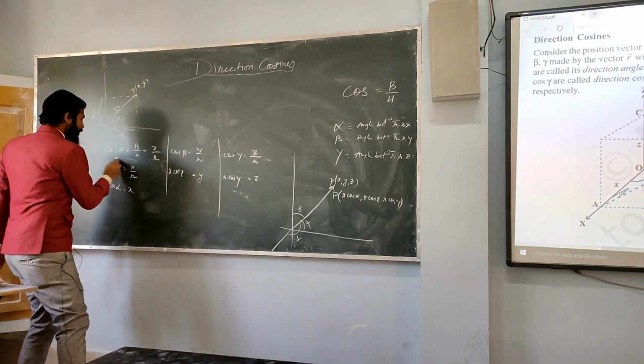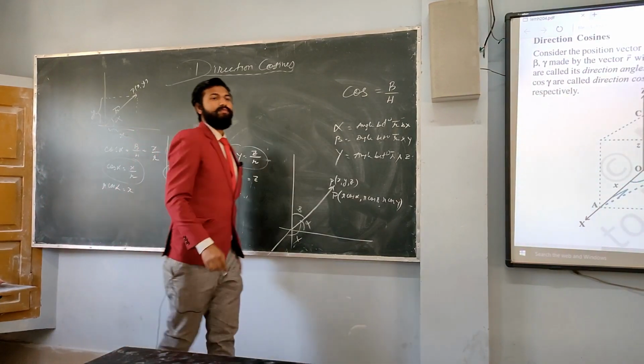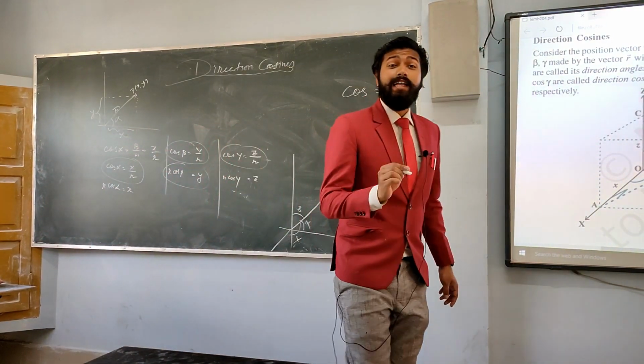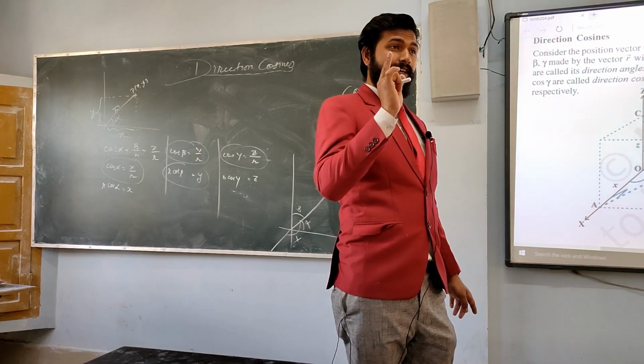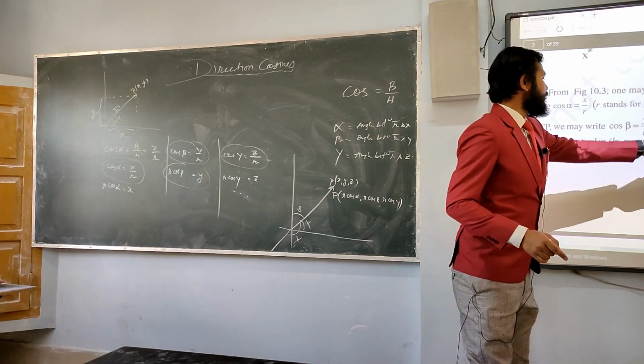And this is called direction cosine. The cosine value of the angle is called direction cosine. Clear, my dear? Understand or not what I'm saying? So this is what I taught you. Same thing, you see?